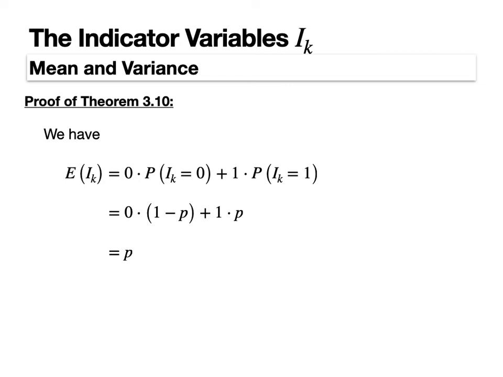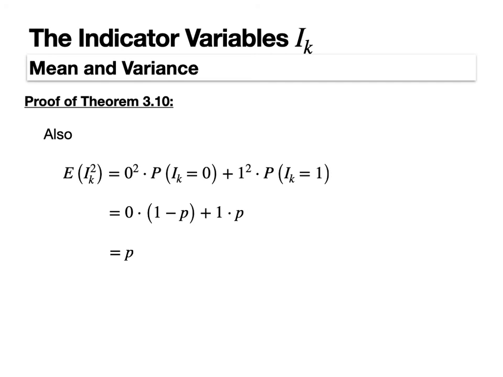Notice too that this is true for all the I sub k's. The expected value of I1 is P, the expected value of I2 is P, and so on. The expected value of I squared can be computed in the same way, and here we're using a theorem about computing the expected value of a function of random variables. So it would be possible values of I squared times the probabilities that those values occur. So you have 0 squared times the probability of 0, plus 1 squared times the probability of 1. And if you work that out, you again get the same result, P.